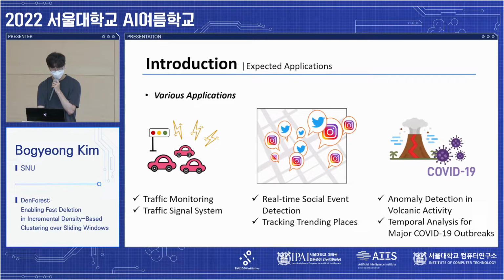This task can be adopted in various applications. If the data points are location information of cars, it can be used in traffic monitoring systems or traffic signal systems. Or if each data point is geotagged information of Twitter or Instagram, it can be used to detect social events in real time or to track trending places. Moreover, it can be used in anomaly detection or temporal analysis.